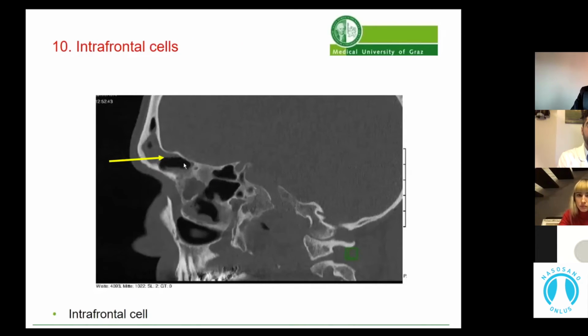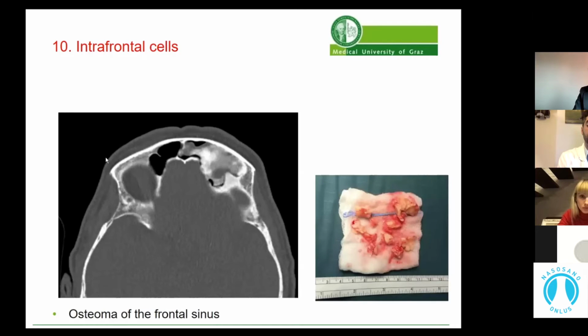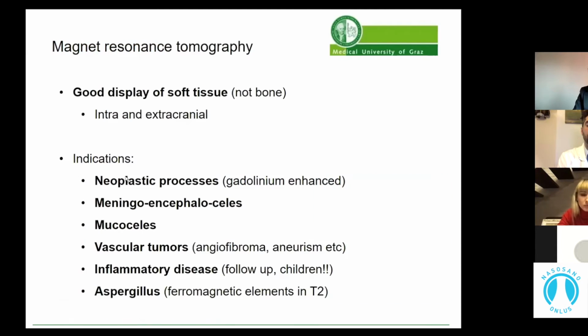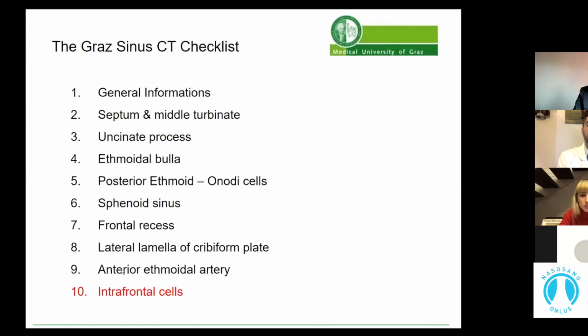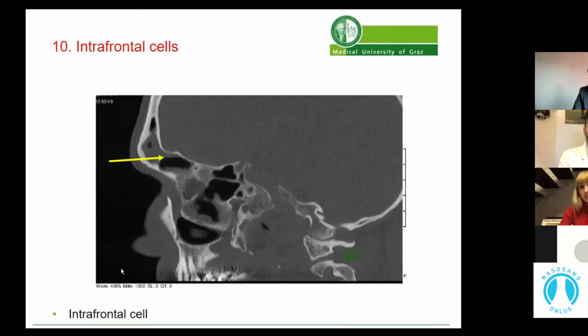Intrafrontal cells, there are many classifications. I won't go into detail about that, but this is the last thing, the frontal sinus that we evaluate on our CT checklist. Like here, an example of an osteoma of the frontal sinus. So these are the 10 points you should keep in mind. There are different checklists published, which are all fine, but my message is just to have any plan for your CT scan so that you don't miss any important information.